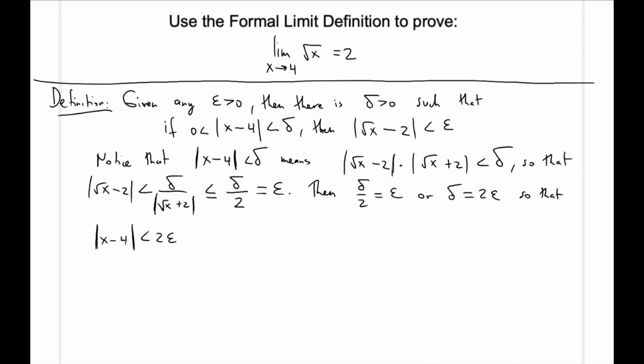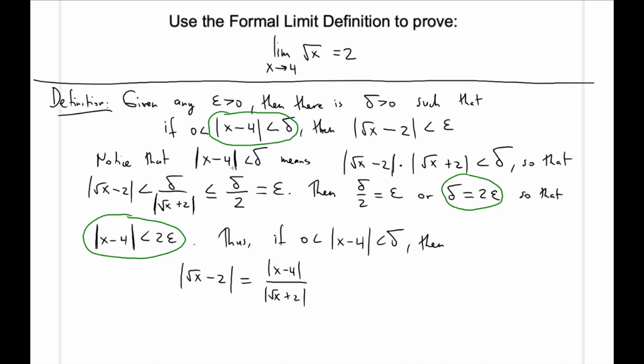I'm just replacing, notice I'm working with this part right here. I'm replacing this using this substitution so that we get to this. So you can see that the delta is just replaced with twice epsilon. That's what you see on the right side of that inequality. Remember that we showed that the product of these two absolute values involving square root, subtracting and adding, is equal to x minus 4 in the absolute value.